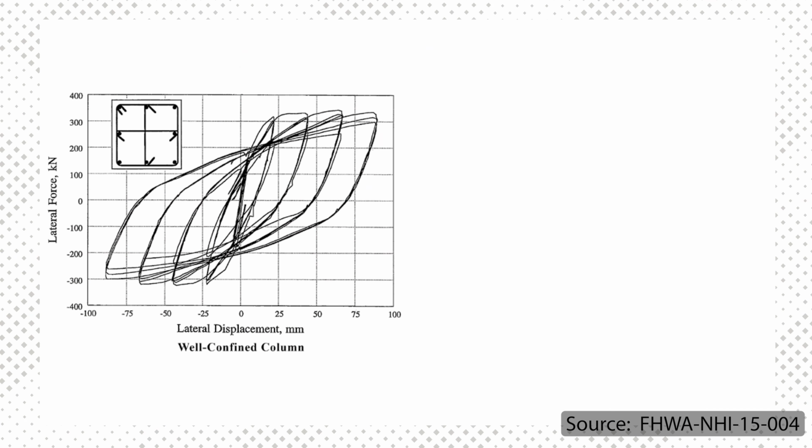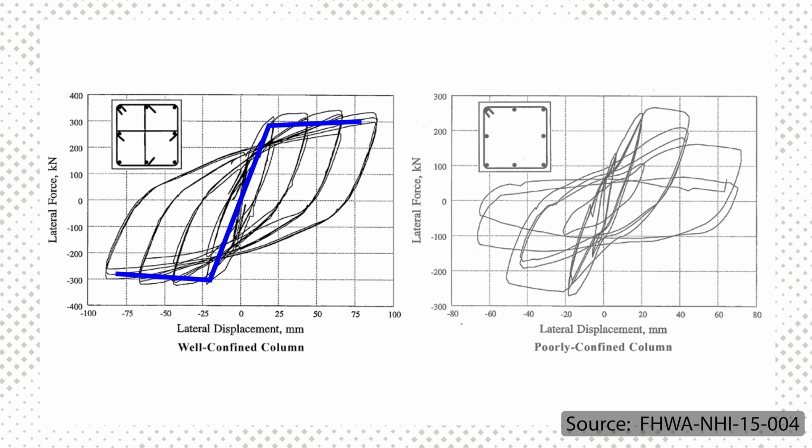Looking at the hysteresis loops for a well-confined concrete column, we see lateral force does not degrade, even at a displacement upwards of 85 millimeters. This means the column carries substantial load even when heavily damaged. On the contrary, even though a poorly confined column initially carries substantial force, its strength degrades just after a few cycles. The area inside the hysteresis loop is the energy dissipated.